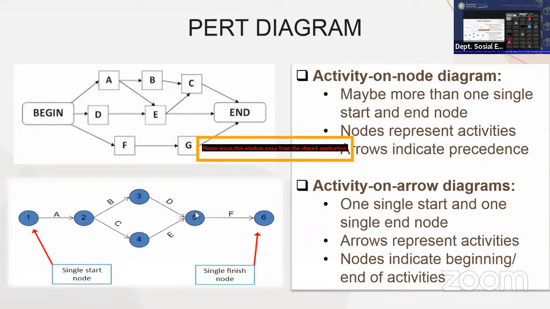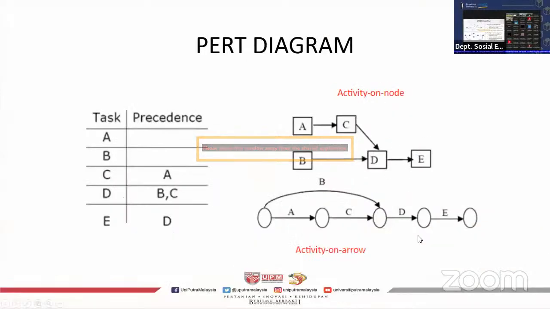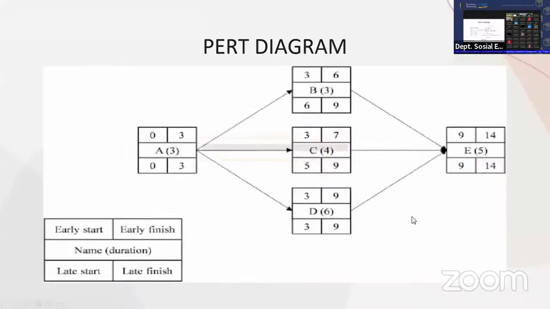Okay, so here is the activity on arrow diagram. Basically, the activity is an arrow, so we know the start time and the end dates. All right, so this is another diagram. And then this is another diagram.